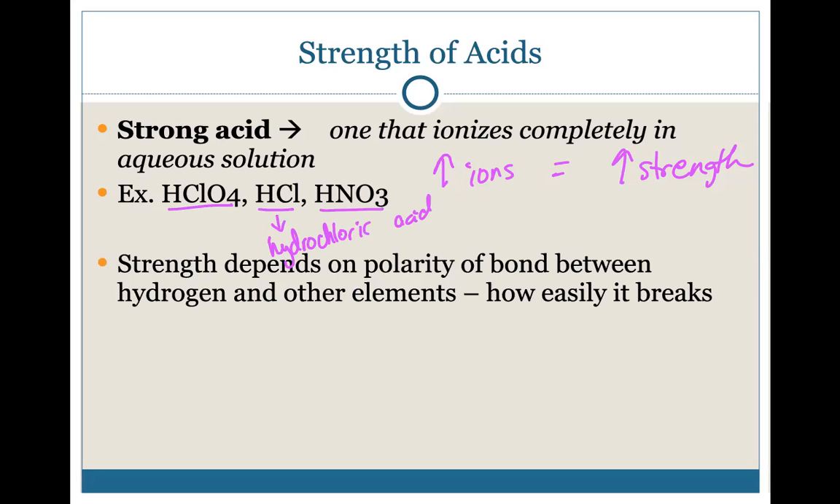Now, the strength of the acid is going to depend on the polarity of the bond between the hydrogen and the rest of the compound, how easily it breaks. If it doesn't break very easily, it's going to be a weak acid. And a really good example of that is if you look at the halogens, okay? HCl, HBr, and HI are all strong acids. However, hydrofluoric acid is weak. And you might think, why is it weak?